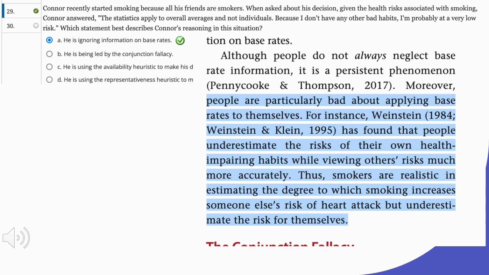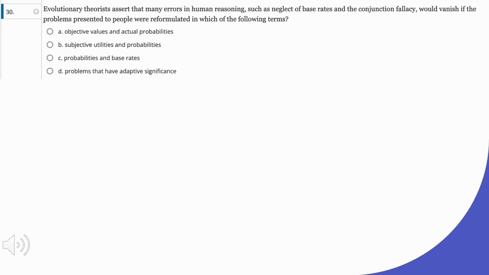Explanation from the textbook. People are particularly bad about applying base rates to themselves. People underestimate the risks of their own health impairing habits while viewing others' risks much more accurately. Thus, smokers are realistic in estimating the degree to which smoking increases someone else's risk of heart attack but underestimate the risk for themselves.